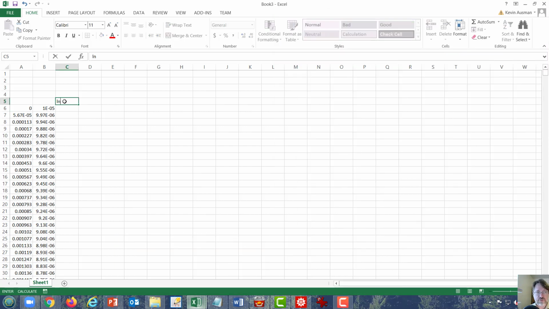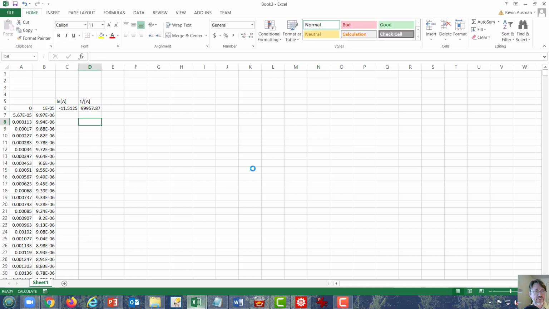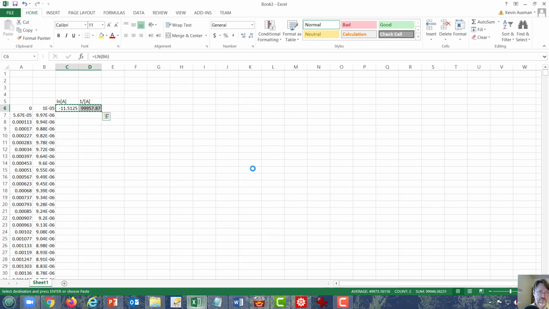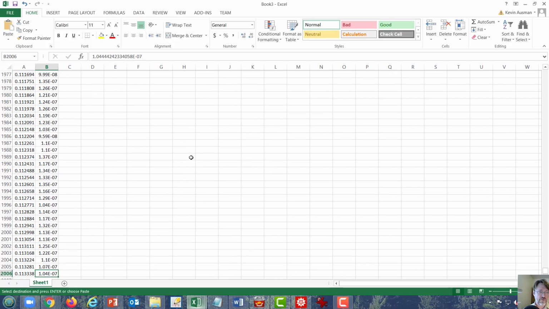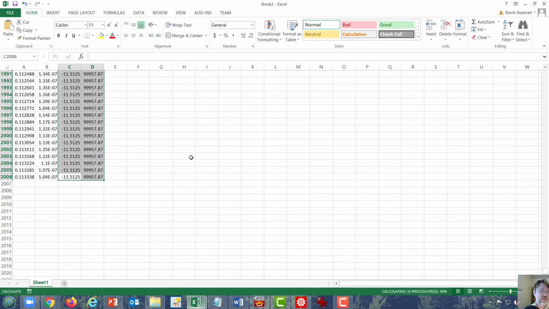We are now going to do natural log of concentration of A and 1 over concentration of A to see how these look. So equals natural log of that value, equals 1 over that value. Oops, I always try to put in a parentheses there, and I shouldn't. Okay, we're going to take these, copy, arrow end down, over, shift, end up, paste.